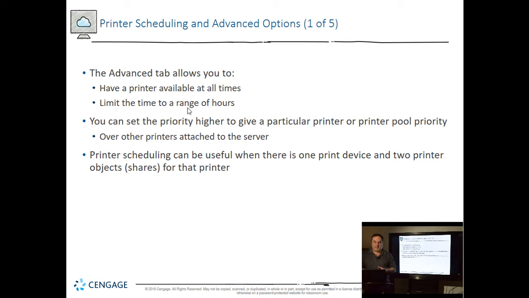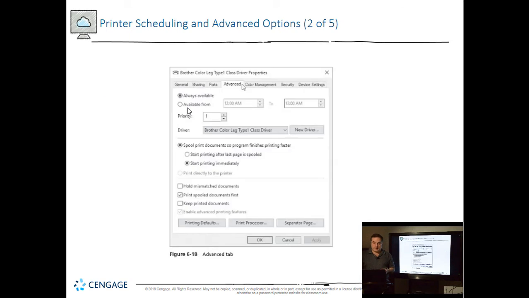You have an Advanced tab that allows you to set a range of hours for when the printer is going to be available. You can set a priority, as I mentioned earlier, so certain groups of people have a higher priority in case print jobs show up at the same time. This is also where you can change the driver if you need to. Sometimes new drivers come out and you want to change the driver. And then there are the spooling options, where you can have it spool immediately, or you can start printing after the first page is spooled. That works with the rendering option that we saw under a previous tab.